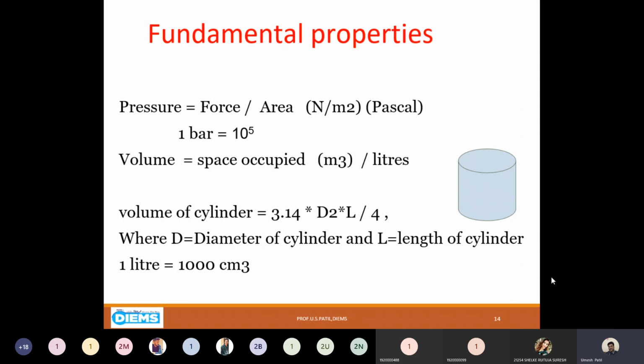What will be the volume of a cylinder? How to calculate the volume of a cylinder?